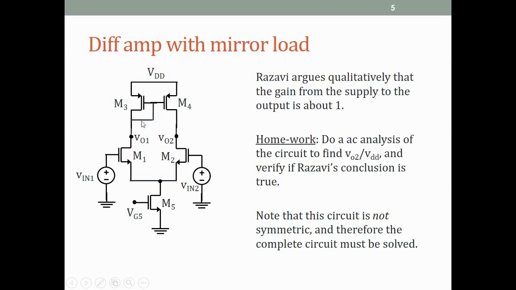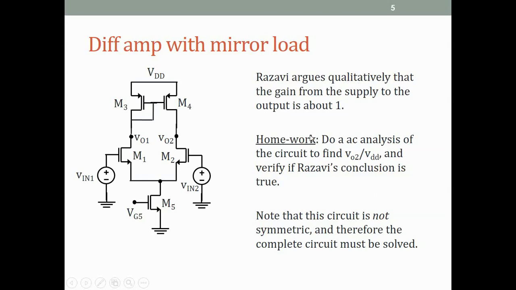Let's look at a mirror load. I'm not actually going to solve this or discuss this. Razavi argues qualitatively that the power supply gain from VDD to VO2 is of the order of 1. He just presents a two-line qualitative argument. You should look it up.